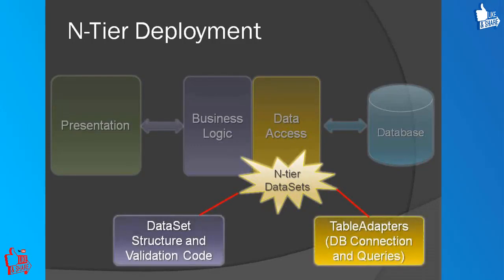So in Visual Studio 2008, this particular N-tier scenario is enabled in the designer in a feature we call N-tier datasets. So now you can specify in the dataset designer the place where the data access code should be generated and where the dataset structure and validation code should be put. This physically separates these classes and allows you to share only the dataset and validation code on your client, leaving the data access in the table adapters on the server.